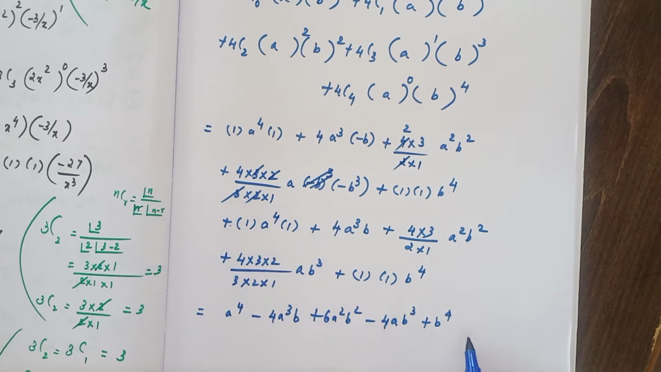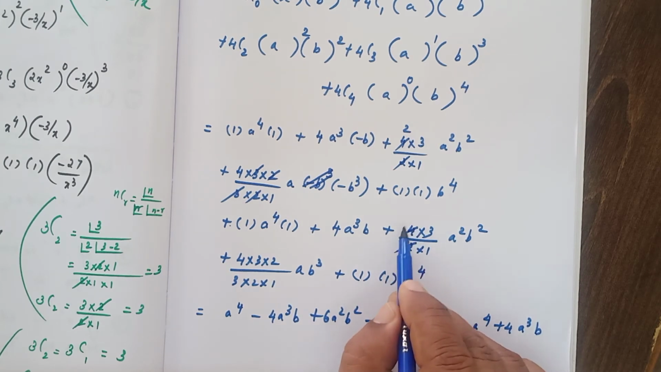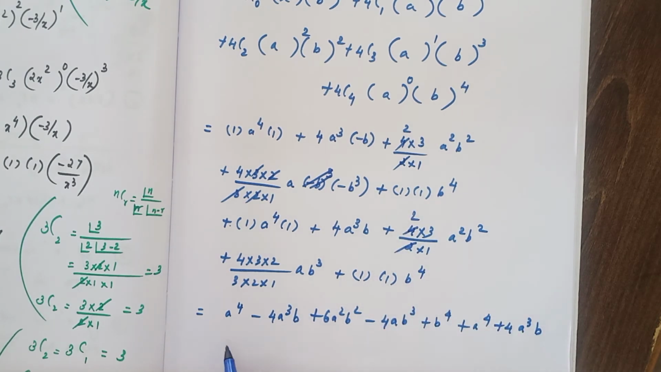Now 1 into 1 into a power 4 is a power 4, 4a cube b. Cancel by 2, 2 3s are 6 into a square b square. 3, 3 get cancelled, 2, 2 get cancelled, 4 a cube, a, b cube.